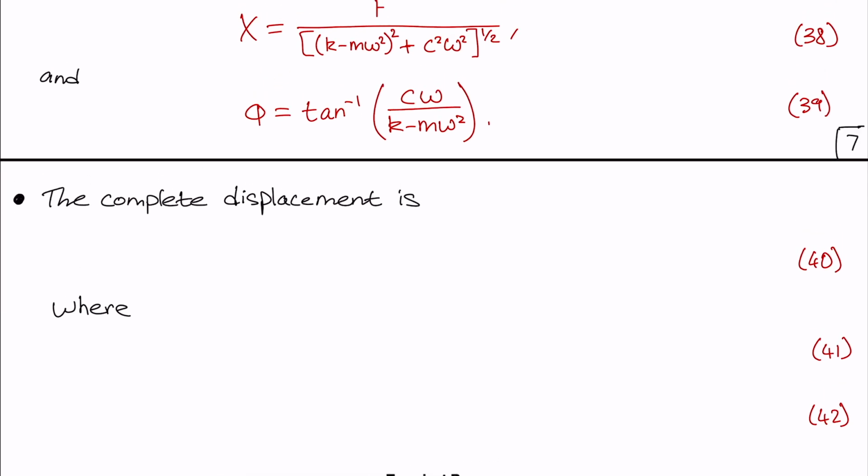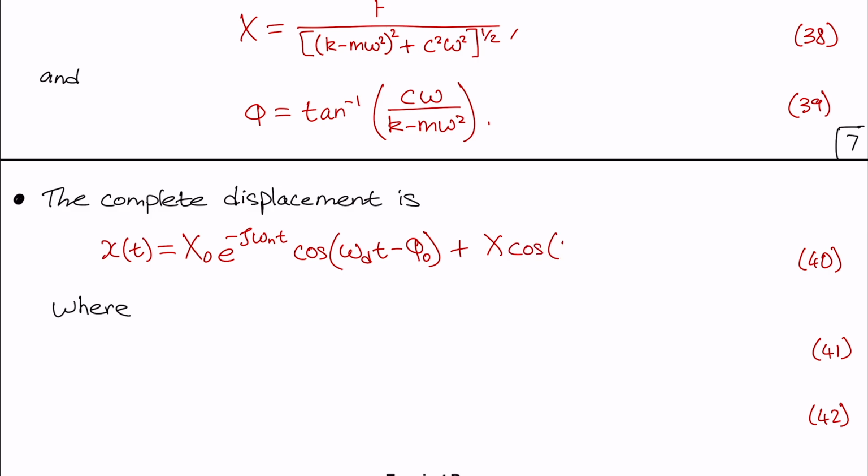All right, so the complete displacement is going to be x of t equal to big X 0 in this case times e to the minus zeta omega n t times the cosine of omega d t minus phi 0. This is our transient term or our free response term because it's got an amplitude that decays or decreases over time. And then plus the steady state, which is going to be big X times the cosine of omega t minus phi.